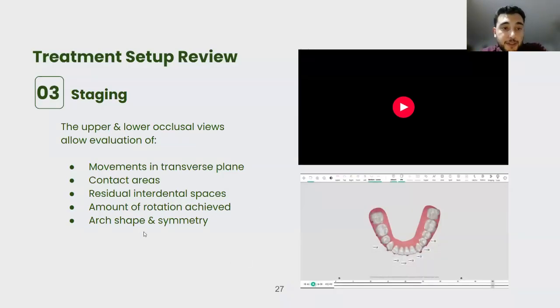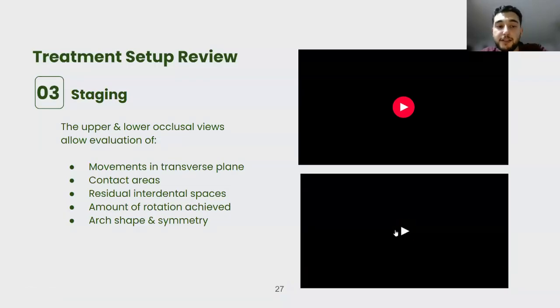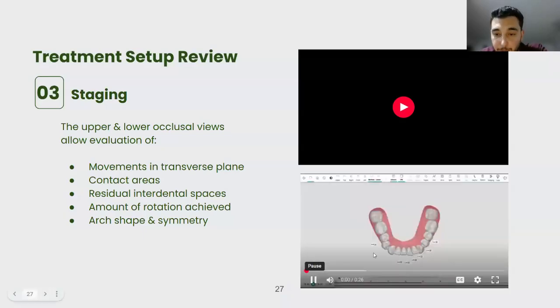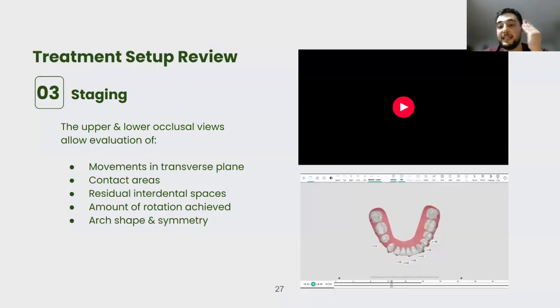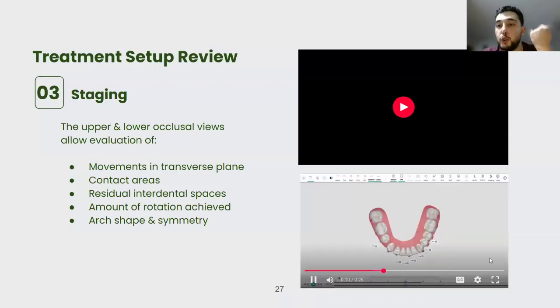And of course, we can check from the occlusal views if we have any residual interdental spacing, and we're going to see the amount of the rotation that is achieved. So for example, if we look at the lower arch, the canine is really rotated. And if I'm looking from the frontal view, I might miss if the rotation that is happening is enough. So from the occlusal view, I can actually tell what's the amount of the rotation that happened on this tooth and when the rotation took place.